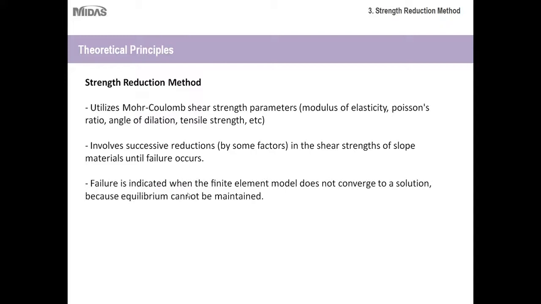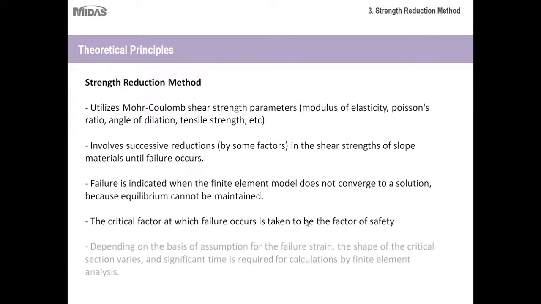Okay, so failure is indicated when the finite element model does not converge to a solution because equilibrium cannot be maintained. So once again, that ties into this previous point. What the method involves is increasing those stresses until equilibrium can no longer be maintained within the model, and then the factor of safety is determined from that particular case. And then the critical factor at which failure occurs is taken to be the factor of safety, like I said previously.